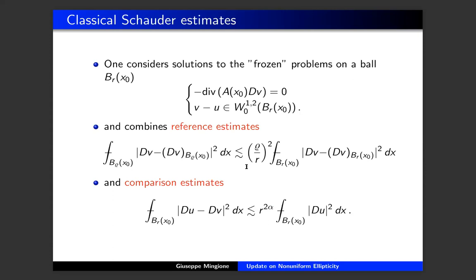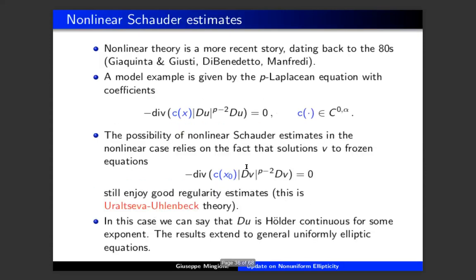And since these estimates are homogeneous, then they can be combined and iterated. Regularity is a matter of iterations, and when estimates are not homogeneous, then there's a bit of a problem, I would say. In fact, once you get these two estimates, then you can carry on the same argument to nonlinear equations. And Schauder theory for nonlinear equations is a more recent contribution by Giaquinta, Giusti, Di Benedetto, Manfredi, and others.